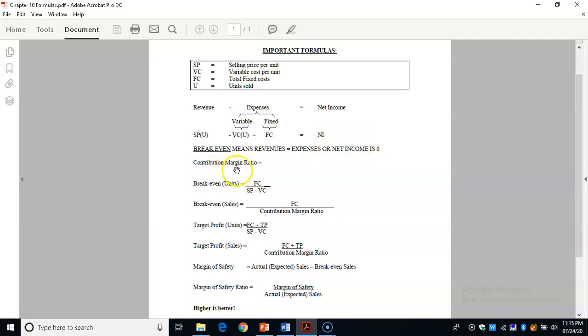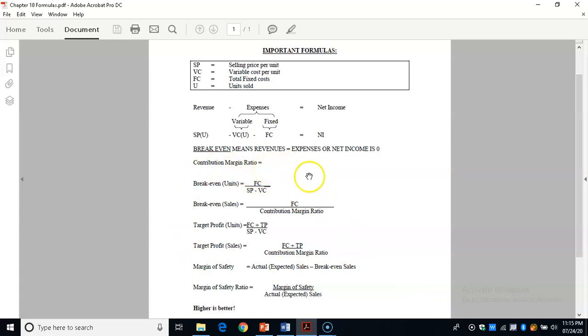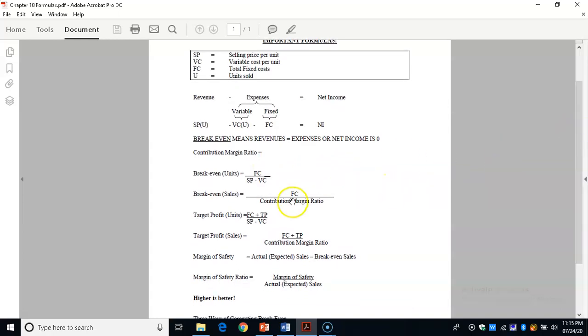Remember, we talked about contribution margin ratio. Contribution margin ratio is, for example, 0.4, or you can call it 40%. If you're going to use these formulas for contribution margin ratio, use like 0.4, use a decimal. So we have some formulas here. Break even means how many units do I have to sell to break even, or how much sales revenue do I have to break even.